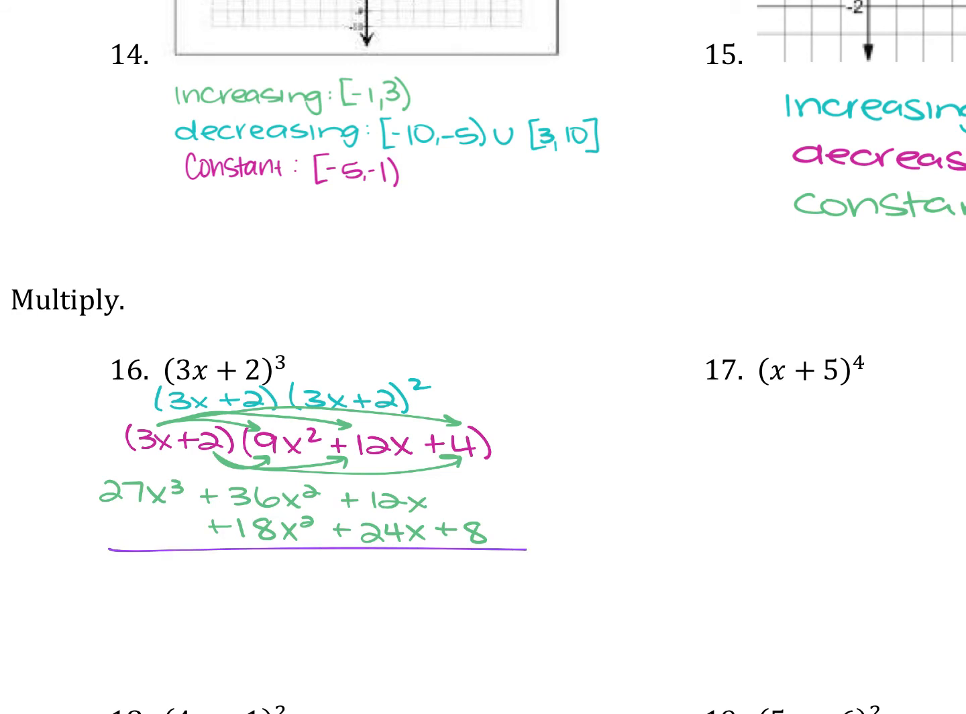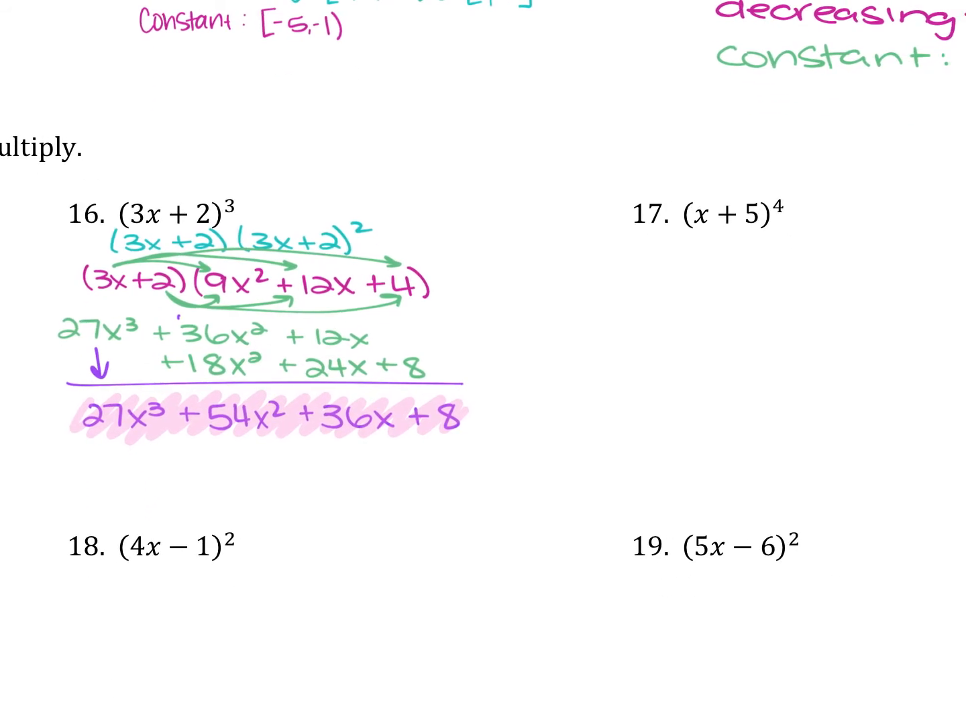If we combine like terms here, that 27x cubed drops down. You have 36x squared plus 18x squared. The 6 plus 8 is 14. Carry the 1. The 3 plus 1 is 5. Move on to the x values. So 12x plus 24x is 36x, and then the 8 drops down. So you have 27x cubed plus 54x squared plus 36x plus 8.